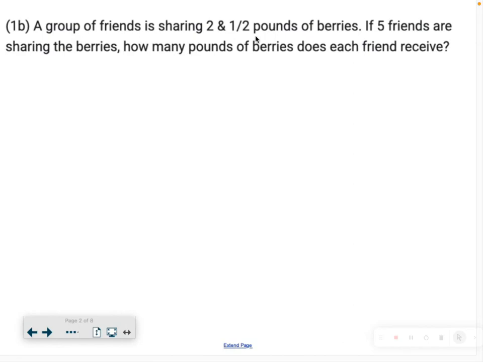Okay, second question. A group of friends is sharing 2.5 pounds of berries. If 5 friends are sharing the berries, how many pounds of berries does each friend receive? Here you're going to see me again make the division equation, 2.5 divided by how many friends they're going to be splitting it up between, which is 5. And then when I go to make the diagram, I'm going to make my 2 wholes, and then I'm going to make my half.